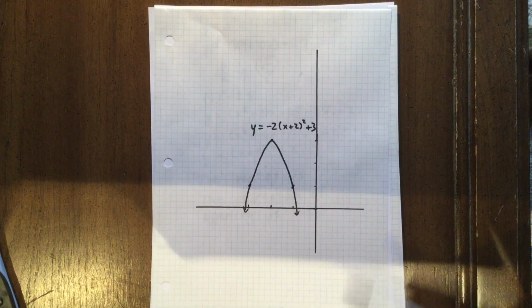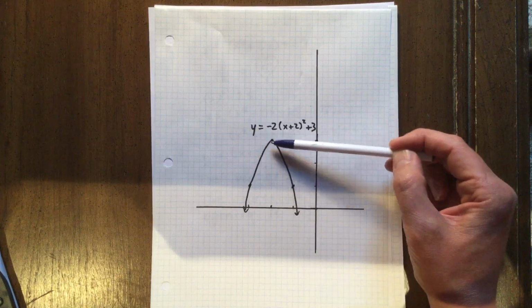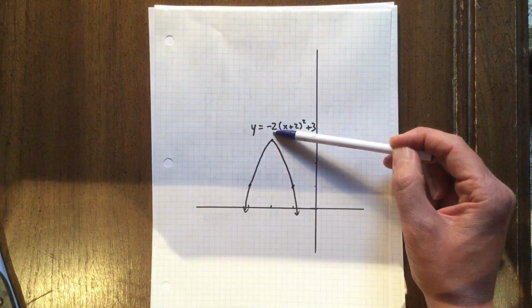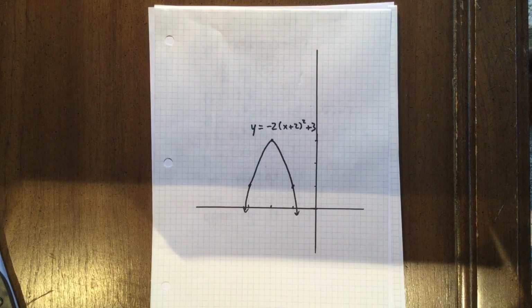To graph that, we simply go to the vertex of negative 2, positive 3, and if we go one square to the left and one square to the right, we go down 2 units. And then we can graph a quality sketch.